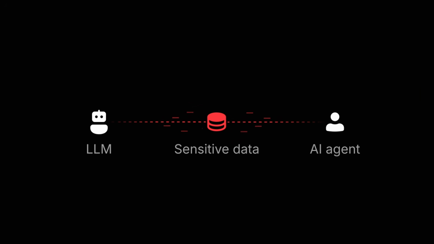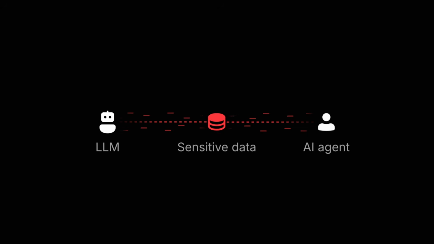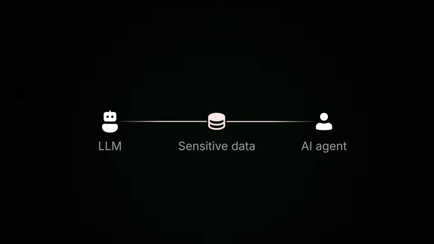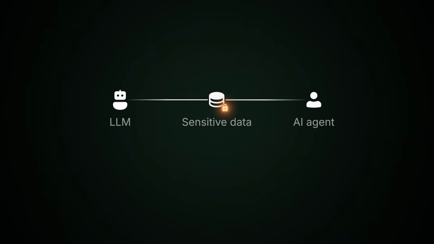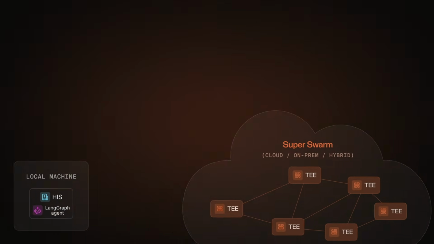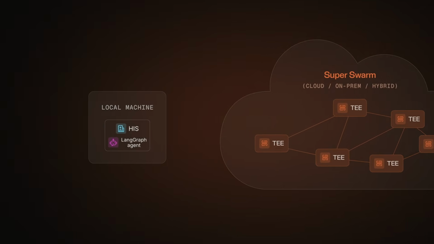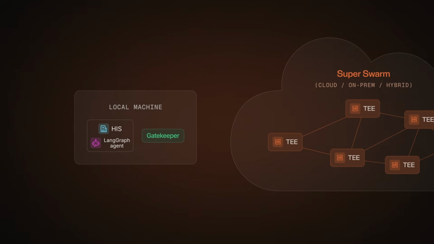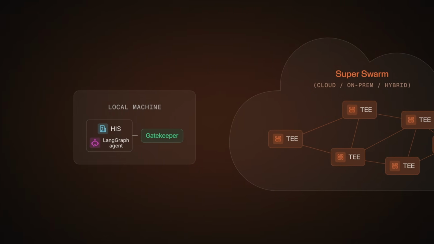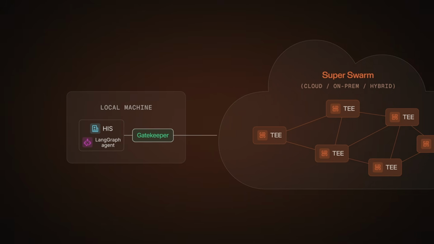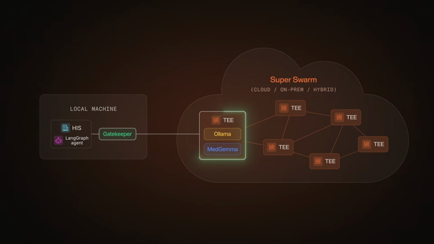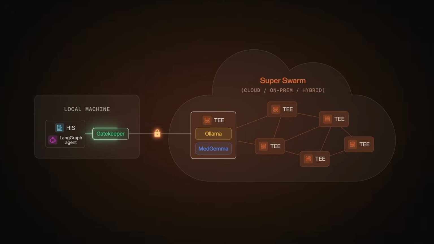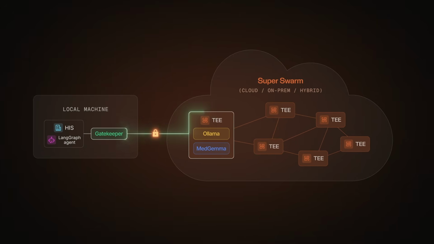Transferring sensitive medical data to external AI services is typically prohibited by privacy regulations. SuperSwarm protects data at all stages and replaces trust in infrastructure providers with confidential computing and cryptographic verification. The LangGraph agent we will see in this demo collects and processes the patient's medical data, then sends it through a verified, secure channel to an AI model running on SuperSwarm within a confidential execution environment. The data is protected both in transit and during computation itself.